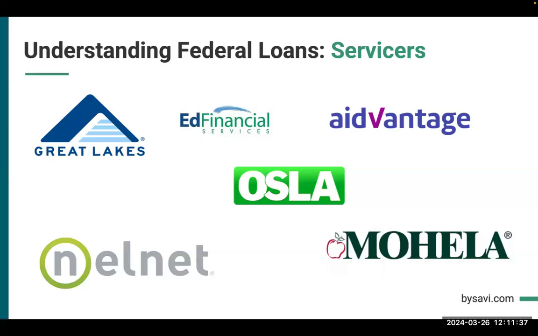So again, you want to make sure you know what servicer you have and you want to make sure that contact information is updated. Where can you find out what servicer you have? By going to studentaid.gov. And I will put that in the chat for everyone to see, studentaid.gov. This is the official website of the Department of Education and where you can log in using your federal student aid ID, and you'll be able to see right on that dashboard exactly what servicer you have.